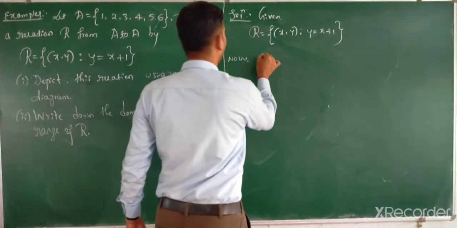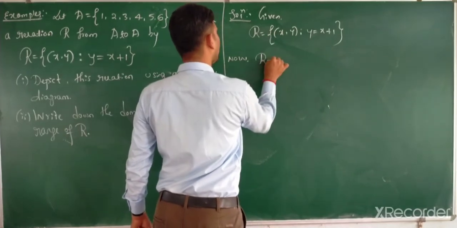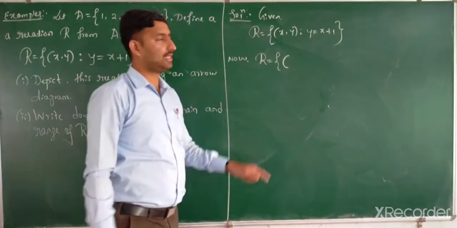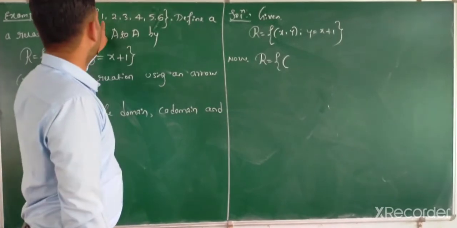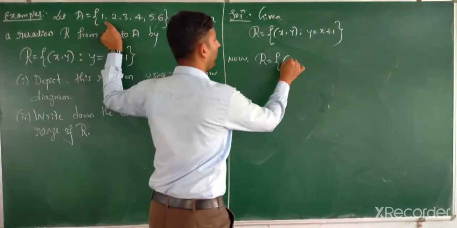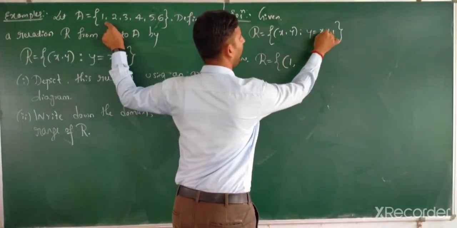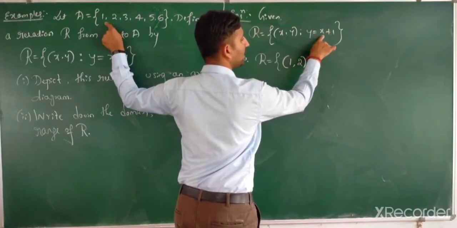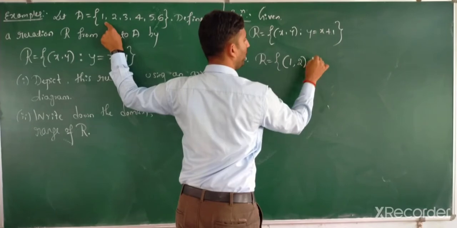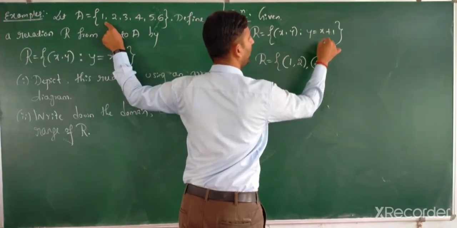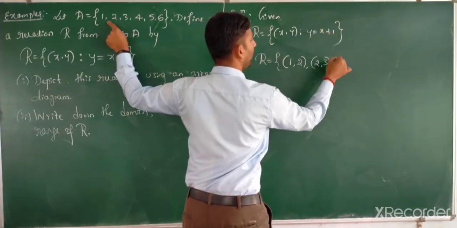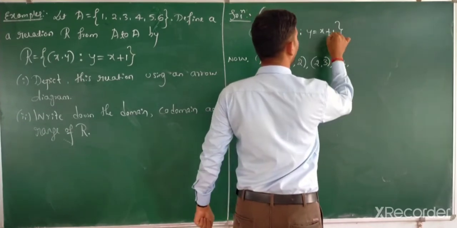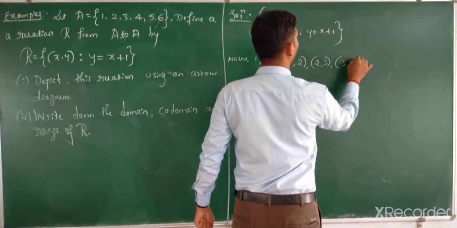Now I will take the first relation R. Now R is equal to, if you put the value of x equal to 1 here, then what happens? y should be 1 plus 1, that is y is 2, correct? If x is equal to 2, y is equal to 3. If x is equal to 3, y is equal to 4.